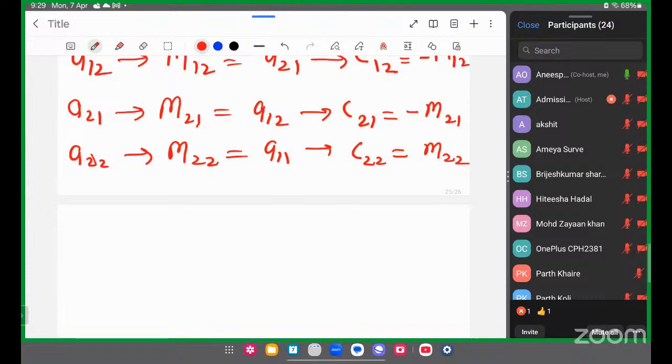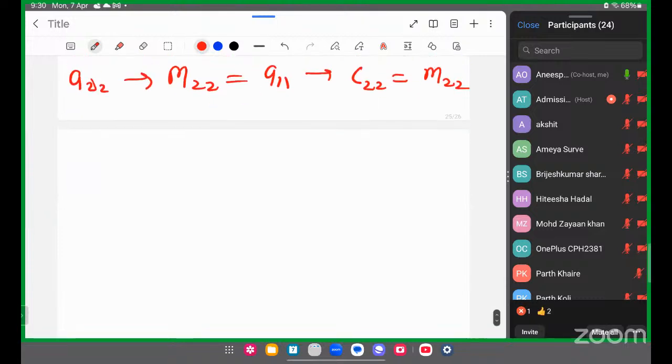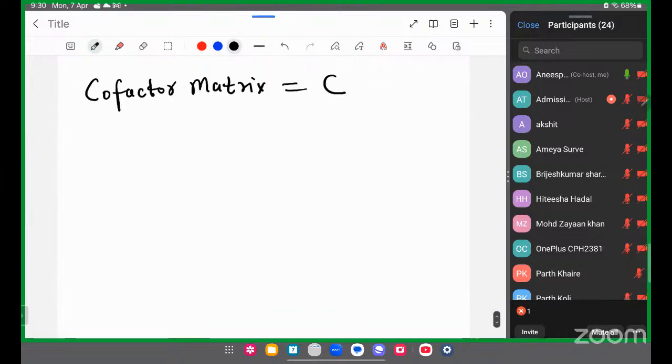Yes? Okay. Now, after calculating the cofactors, we have to find a matrix which is known as the cofactor matrix, and I will write it as C. C for cofactor matrix. So, what is the cofactor matrix? The cofactor matrix is the matrix which is prepared from the cofactors. So, this will be C11, C12, C21, C22. This is the cofactor matrix.